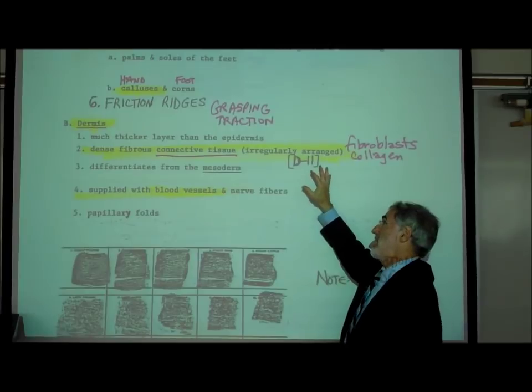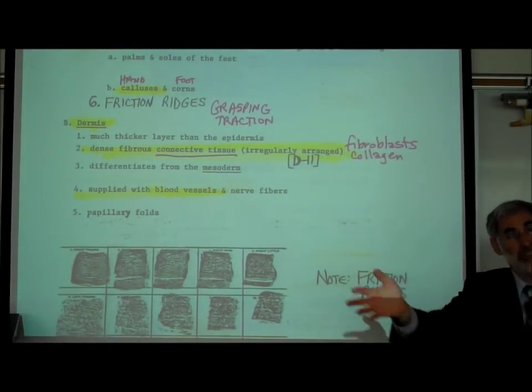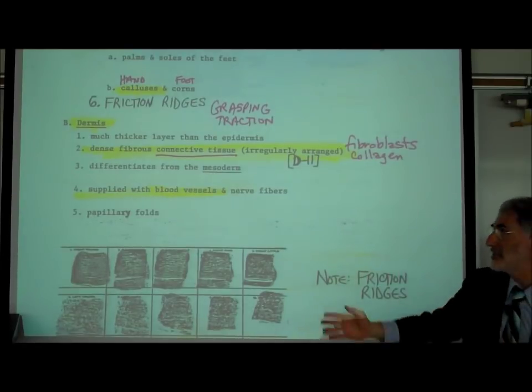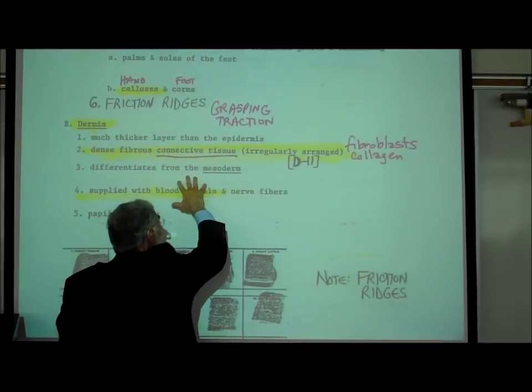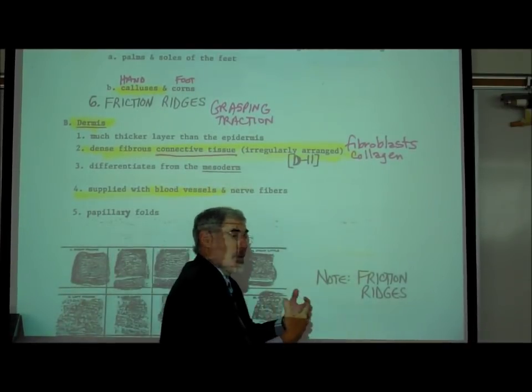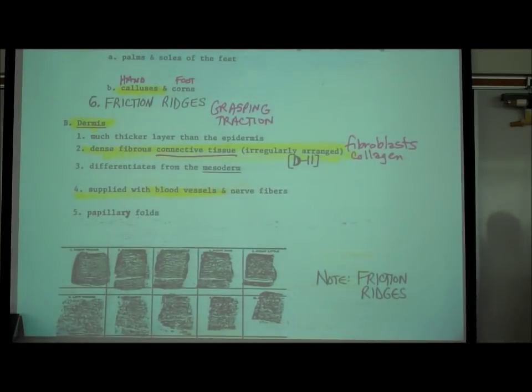This tissue is made up of fibroblast cells and collagen. And the collagen is kind of swirling around in all different directions. That's what we mean by irregularly arranged. Furthermore, this tissue developed from the embryo, from the mesoderm layer of the embryo, as do all connective tissues. So that part you have to know for the test.